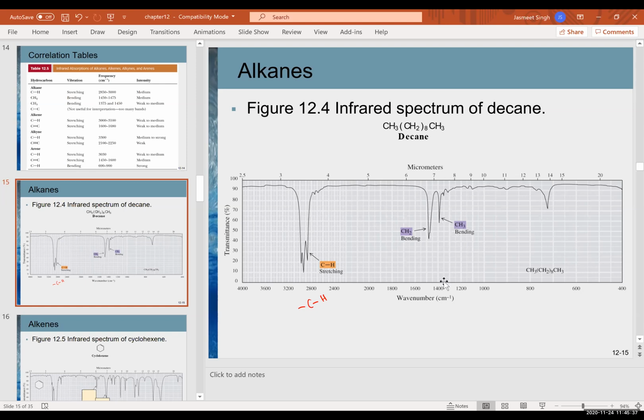And like I said, we don't interpret most of the peaks in the fingerprint region, although there is a peak here, but we don't need to analyze that. Okay.